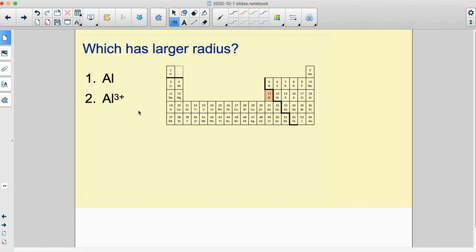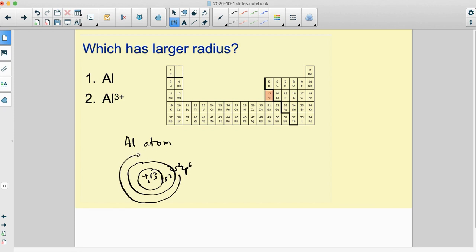Which has the larger radius? Now we have an atom and its ion. Let's draw an aluminum atom. We have a nucleus that's plus 13, 13 protons. Then we have 1s2, 2s2, 2p6, and then 3s2, 3p1. So we have 3 valence electrons in aluminum. All right, so that's our aluminum atom.